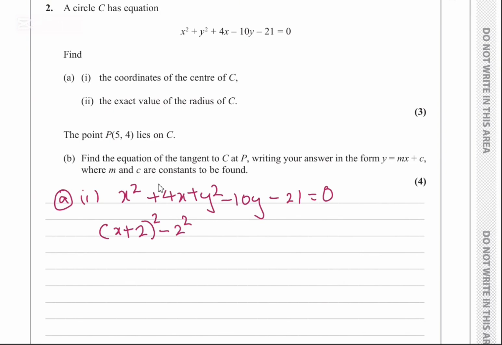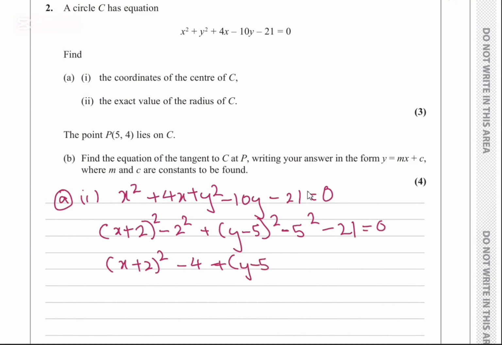And then you use the same for the y part. So I have y minus 10 divided by 2 is minus 5. Then you square this, put a minus outside, take the number inside the bracket, 5, and square it, and then you have minus 21. So this becomes x plus 2 squared minus 4 plus y minus 5 squared minus 25 minus 21 equals 0.